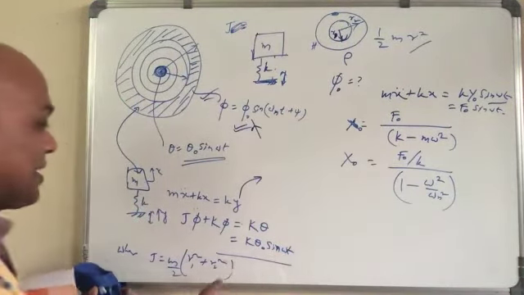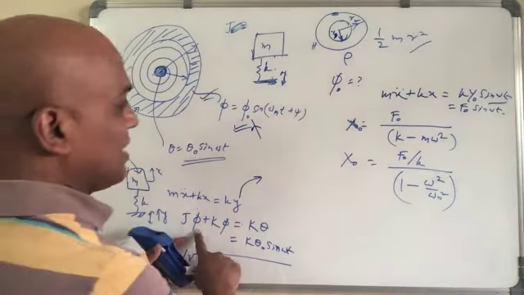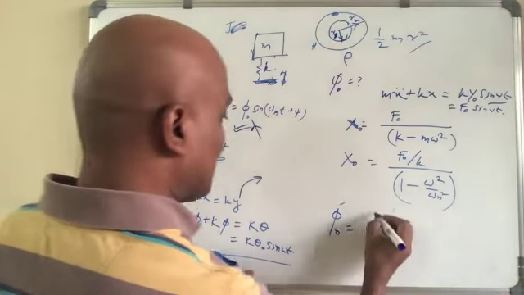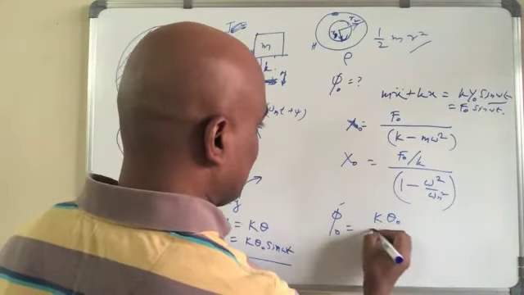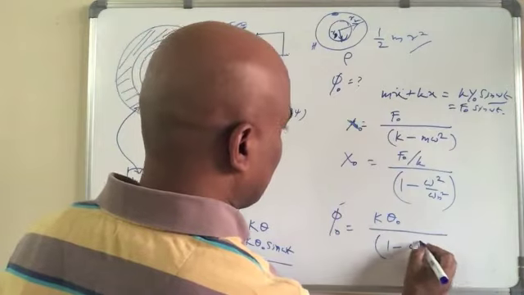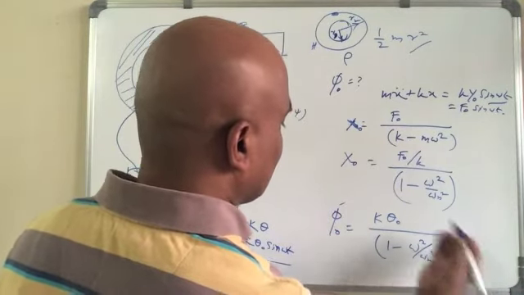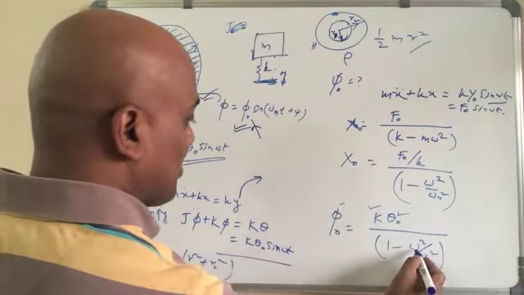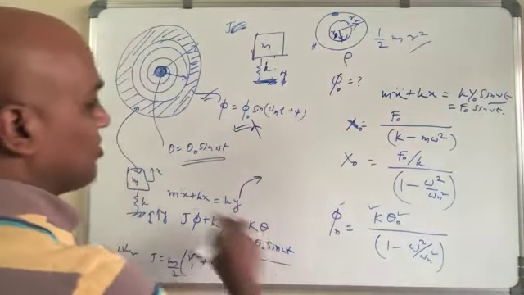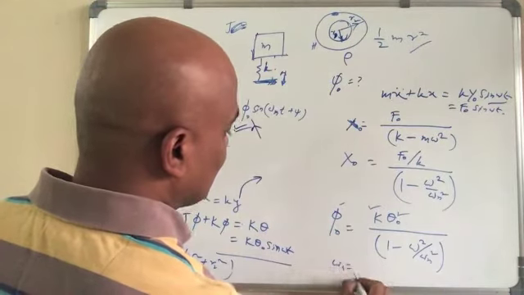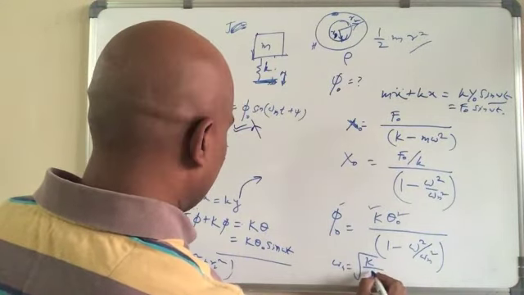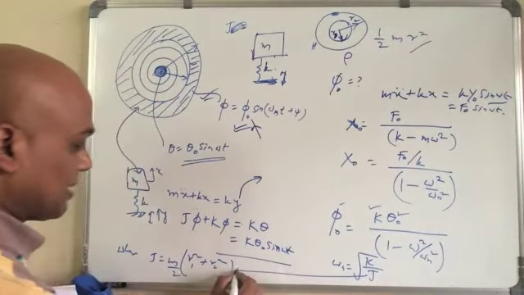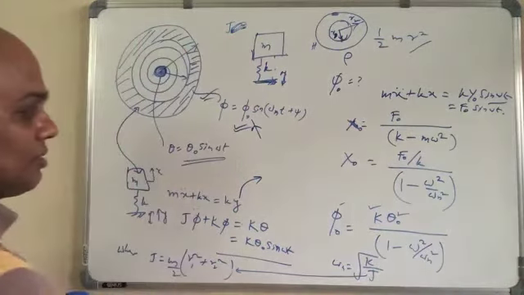So the equivalent of x naught is phi here, so hence phi naught will be equal to f naught. F naught is nothing but k theta naught divided by 1 minus omega square over omega n square, is the answer. So k is given, theta naught is given, omega is given, omega n you have to find out from here, where omega n equals root k over j, where j is this, yeah.